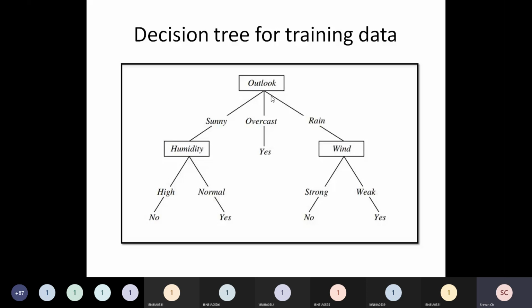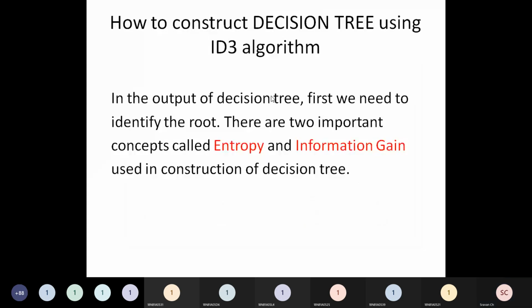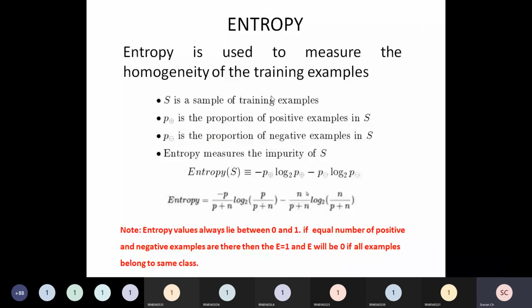So, friends, now we will try to solve the problem. In order to solve the decision tree problem, we need to understand two important words called entropy and information gain. Entropy and information gain. Entropy is used to measure the homogeneity of training examples, right?